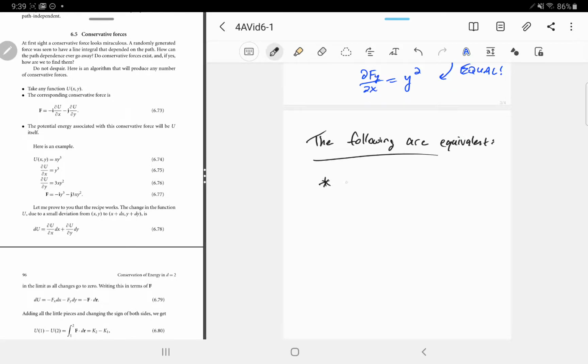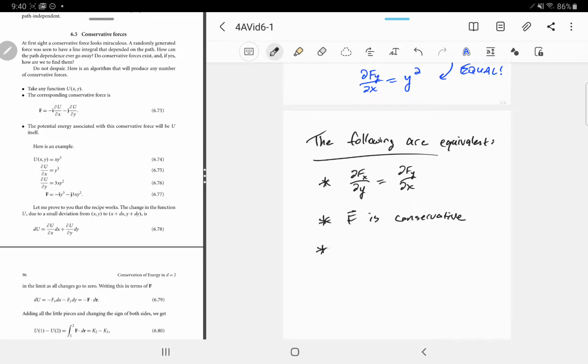Okay, so if dFx/dy is equal to dFy/dx, that is equivalent to F being conservative. So that's what we said in the last section, that these two things are one and the same. And if one is not true, the other one's not true.